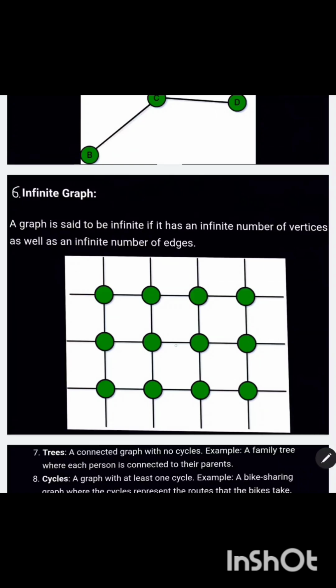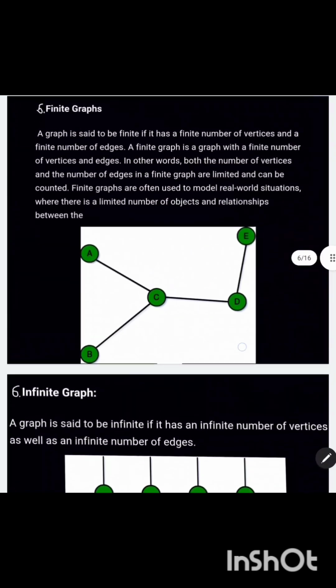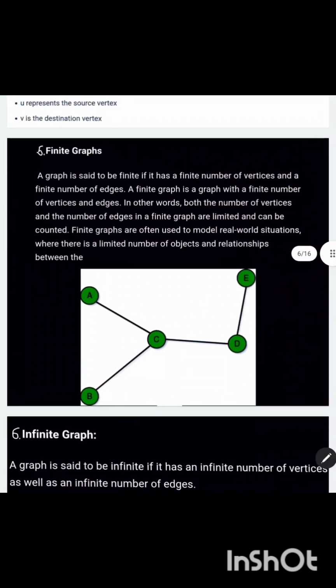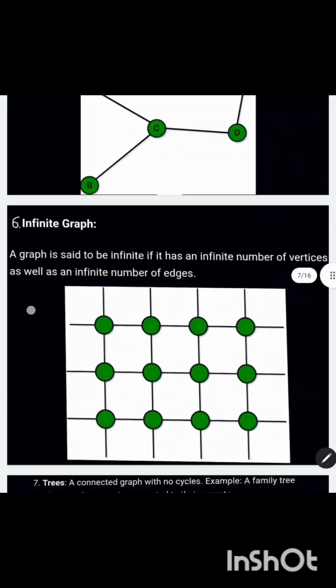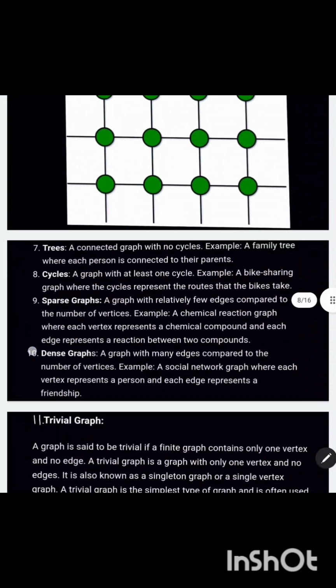If we talk about the example of your Facebook friends, it could be infinite. And then you can see in this finite graph, we have a fixed number of vertices, A, B, C, D, and E, 5 vertices and 1, 2, 3, 4 edges. All right. Then we have another example, which is trees.